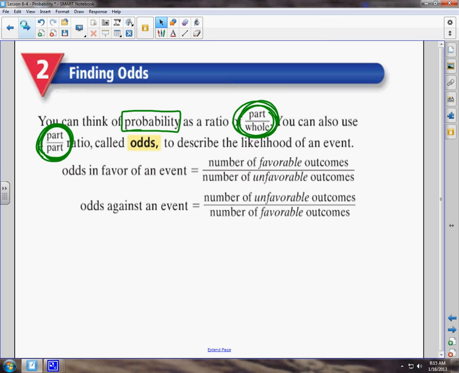So copy these two equations down. The odds in favor of an event are the number of favorable outcomes divided by the number of unfavorable outcomes. And then the odds against an event are the number of unfavorable outcomes divided by the number of favorable outcomes. So copy that down.